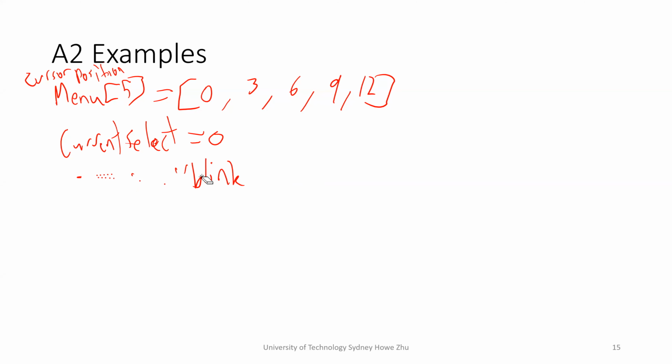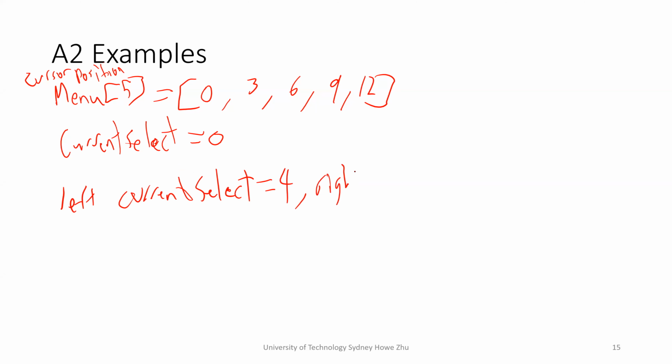So for example, if I hit the left button, then current select equals 4, and for right, current select plus plus sort of thing. So it goes from 0 to 4 again. So that's one way you can use it, simply using it for menus.